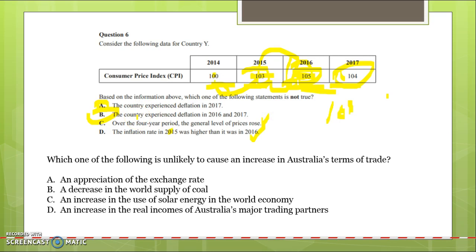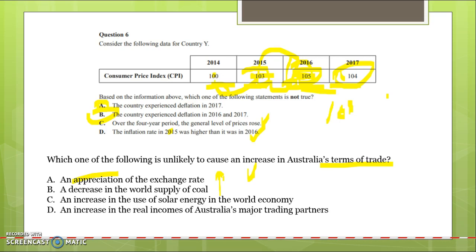Which one of the following is unlikely to cause an increase in Australia's terms of trade? So as we know, the terms of trade is a ratio of average export prices to import prices. If we go through the answers, an appreciation of the exchange rate may cause a higher terms of trade because import prices go down, so that could work. A decrease in the world supply of coal. When there's a lack of supply, things generally go up, so the price of coal is likely to go up. Coal is a major export for Australia, which is likely to mean that higher coal prices would cause a higher terms of trade.